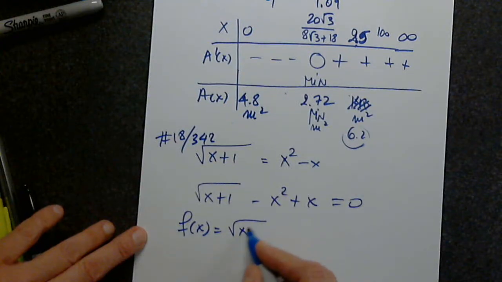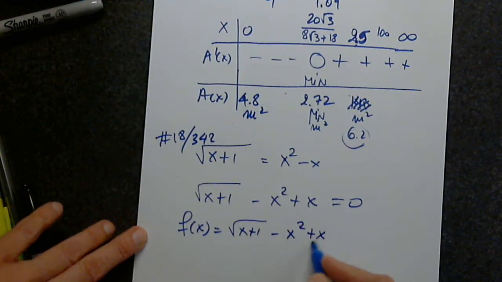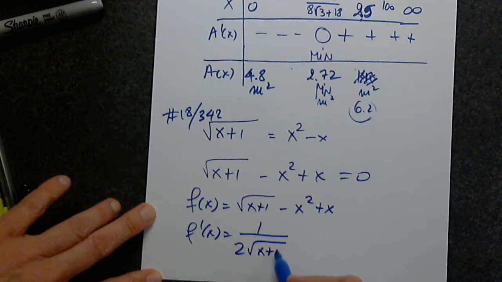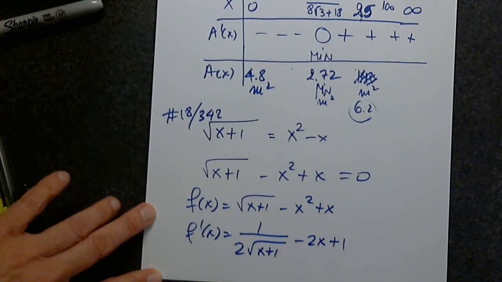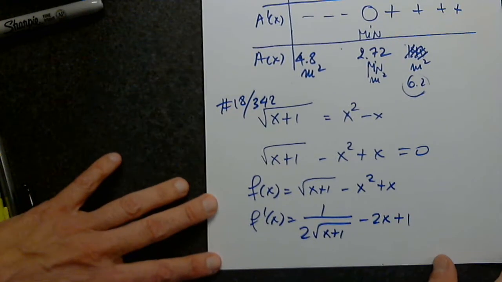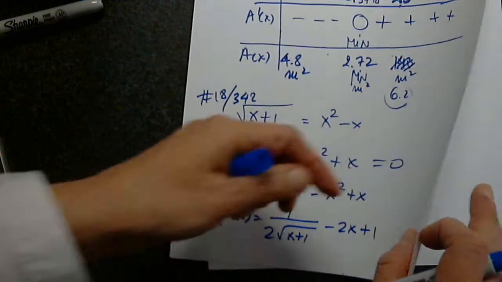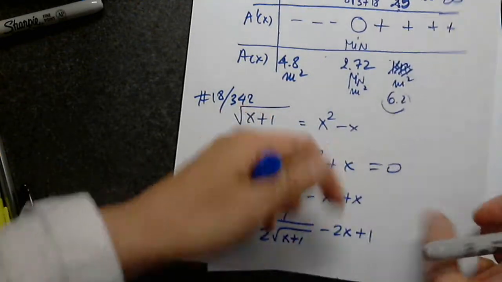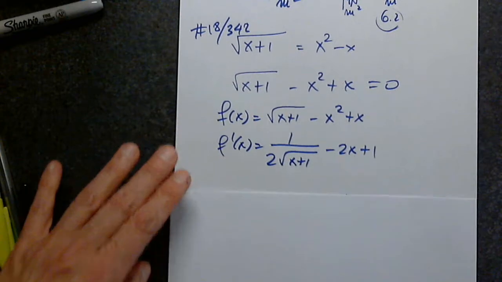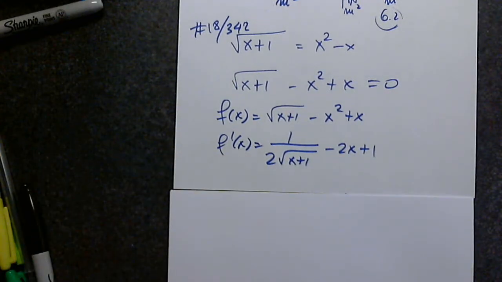This is our f of x. So then we want f prime, 1 over 2 the square root of x plus 1, minus 2x plus 1. We have to put this function in the graphing calculator because we need to find an interval where a solution exists. So let's do that.